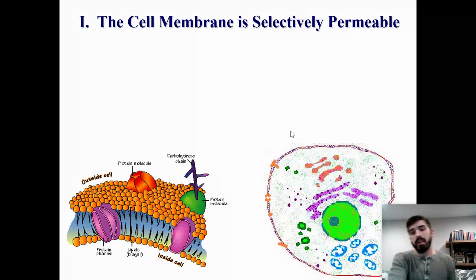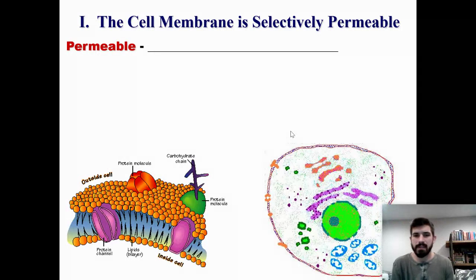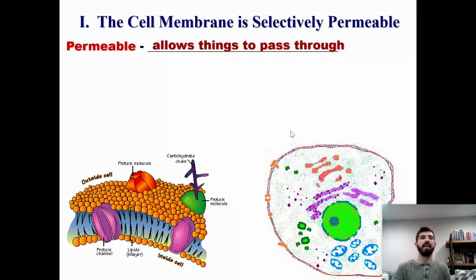All right. So the cell membrane is selectively permeable. Hopefully you already know what this means. Go ahead and take a moment to show me that you do. Okay, hopefully you got that right. The answer is that it's going to allow things to pass through.